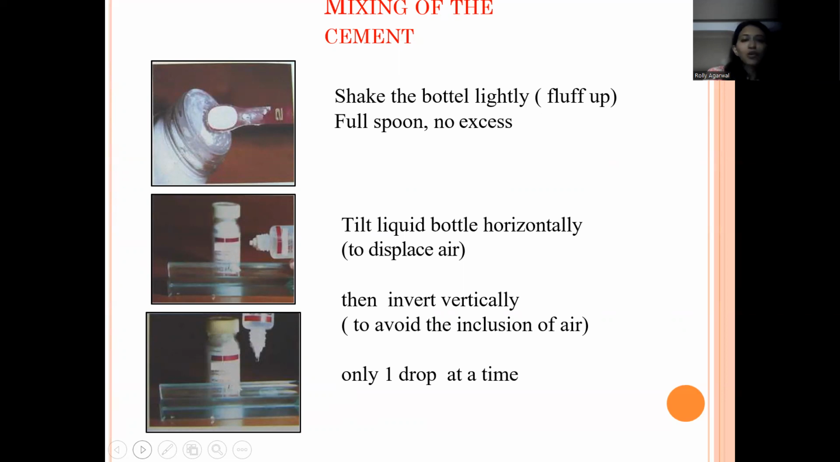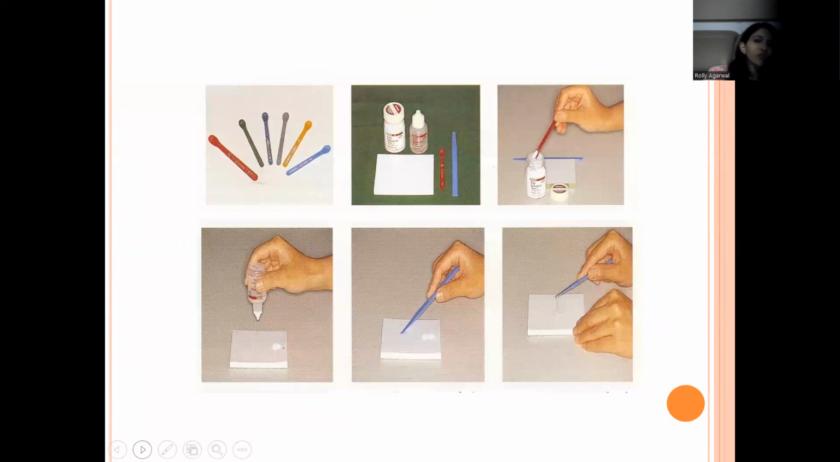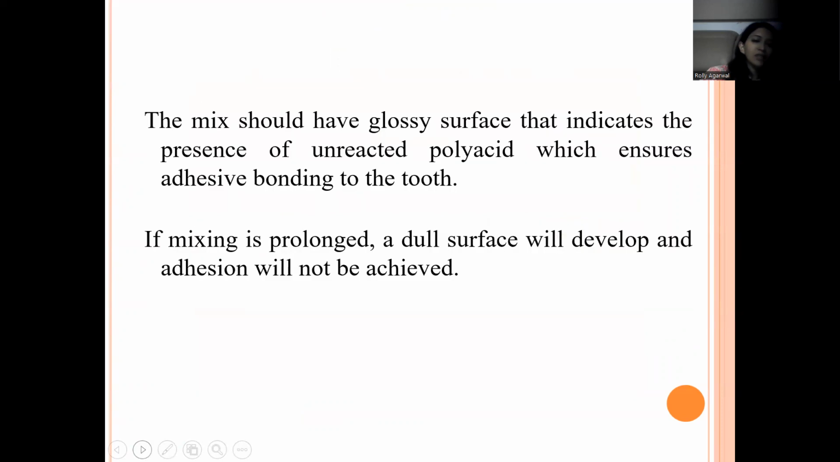First, the liquid bottle is held horizontally and then the requisite amount of liquid is dispensed. Then the powder is divided into two increments, where the first increment is folded into the liquid in 10 to 15 seconds. Second half is incorporated in under 15 seconds using a small mixing area. Because the reaction is not exothermic, there's no heat to dissipate. So the intention is just to wet the powder particles. So this is the armamentarium and steps.